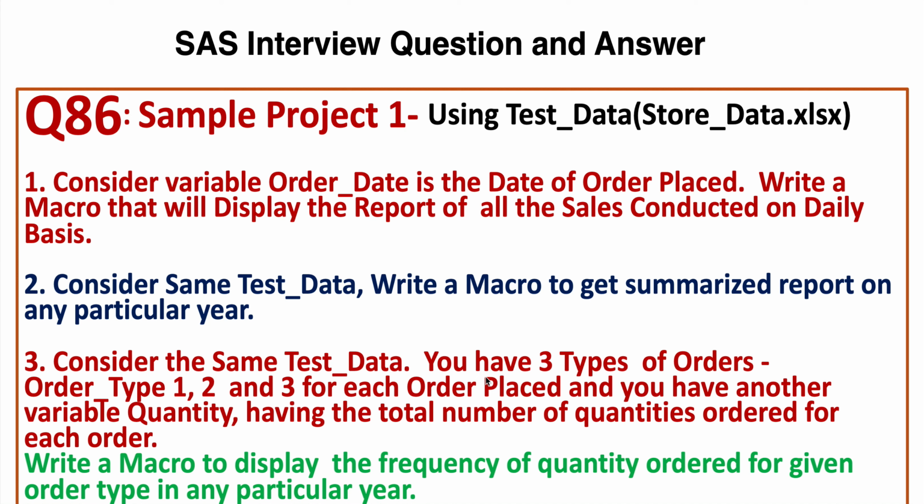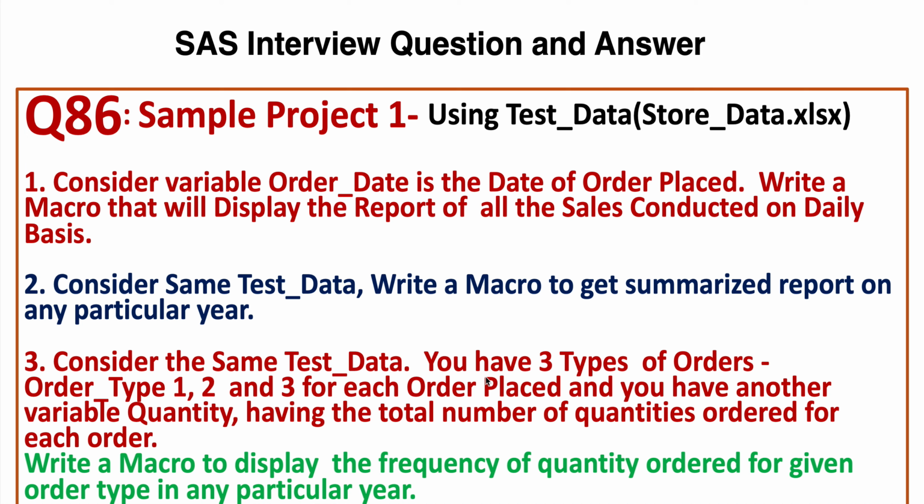There are three major tasks. Number 1. Consider variable order_date is the date of order placed. Write a macro that will display the report for all the sales conducted on a daily basis. This task is asking to create a macro and provide a certain date so that it can display all sales conducted on that specific date.